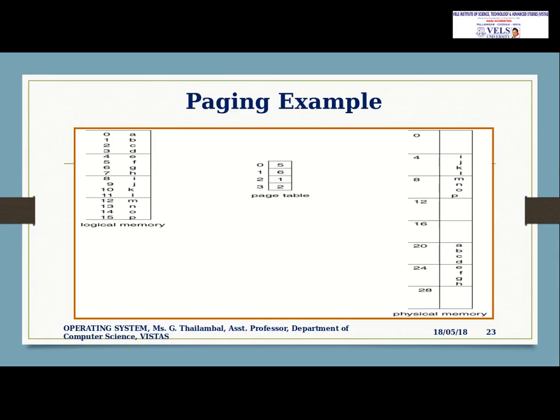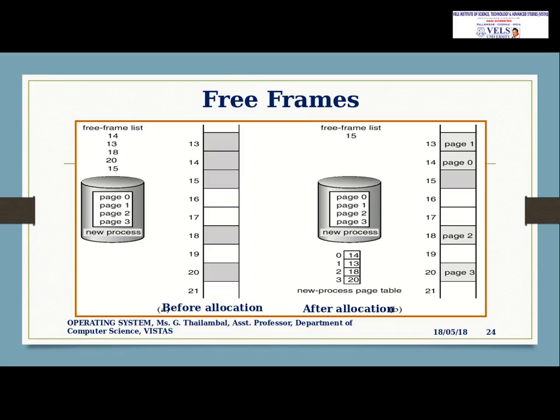And similarly, you take page 1. So page 1 is 4, 5, 6, 7, and it has the values E, F, G, H. You check where it is in the physical memory. It is stored in the frame of 0, 1, 2, 3, 4, 5, 6. That means it starts from 24. So it is in the 6th frame. So you will have the value 6 in the page table for page 1. And similarly, it goes. Right.